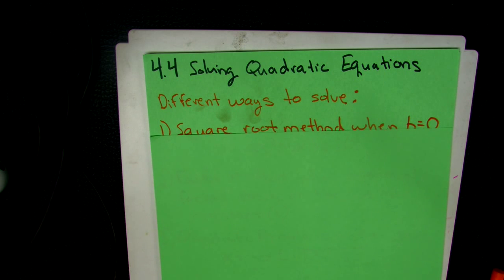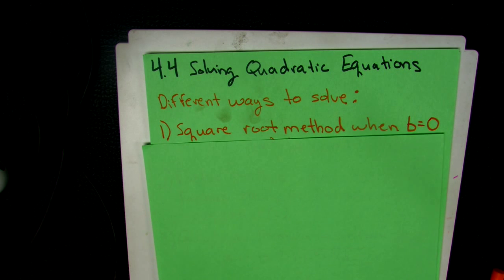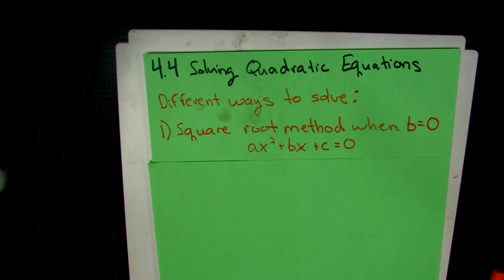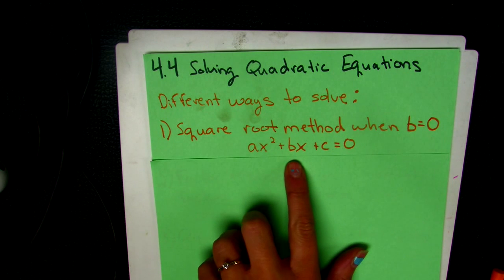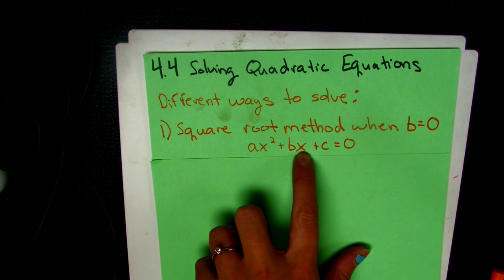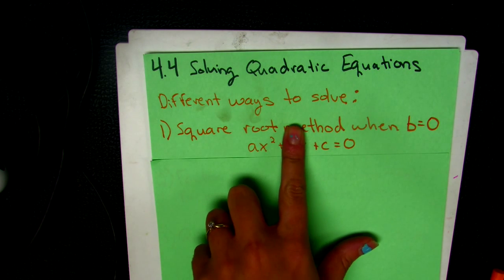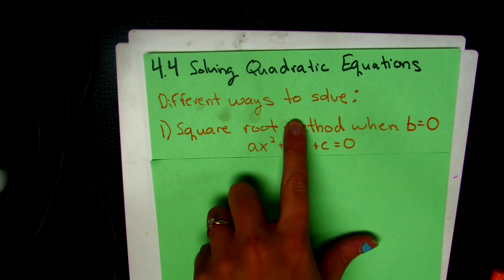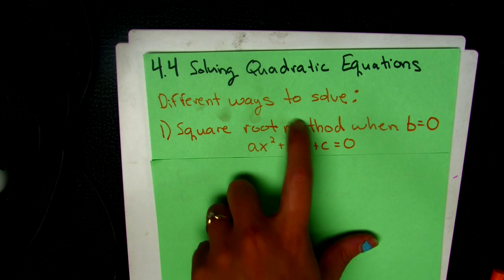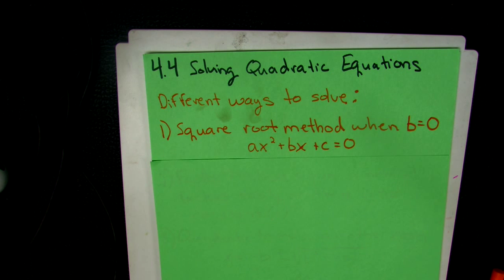So the first way and the easiest way is the square root method. We want to use the square root method when we just take the square root of both sides when our b value is 0. And you're like, wait, what was the b value again? Well, remember, if we have our general form, ax squared plus bx plus c equals 0, our b value is the coefficient in front of the x term. So if b is 0, that means that there is no x term at all. So you would have something like ax squared plus c equals 0. So if you have it in that form, you want to use the square root method where you solve for x by moving everything to one side and then taking the square root of both sides.